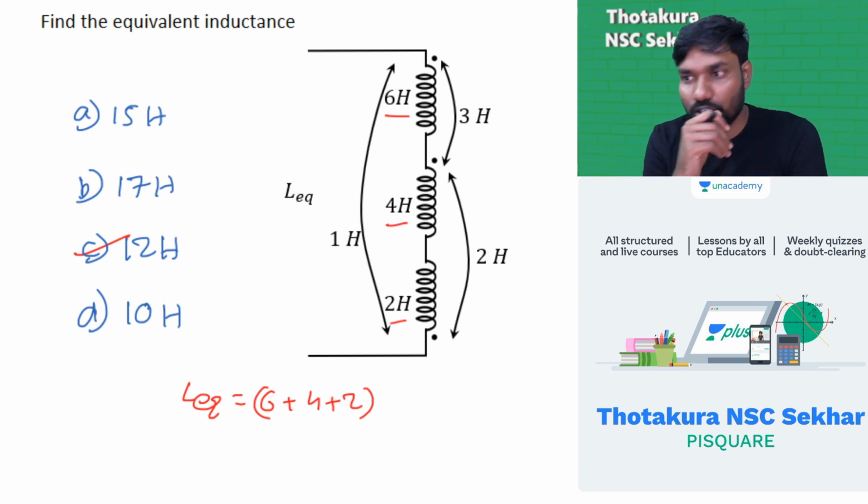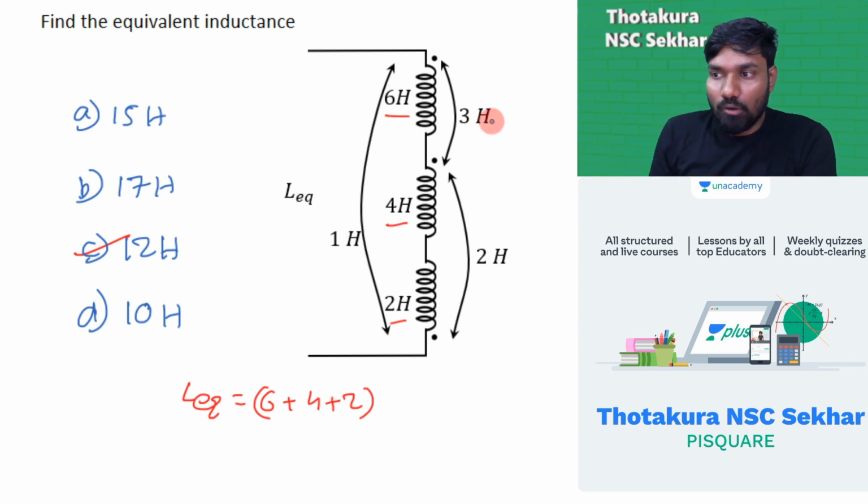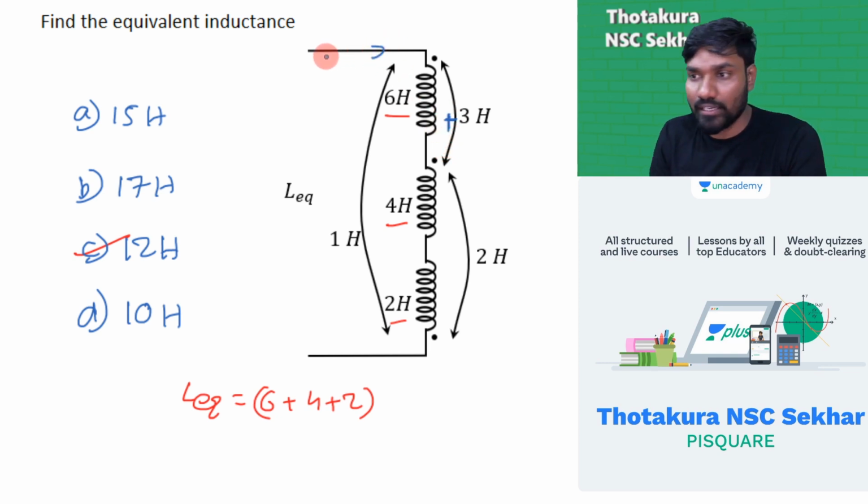The second thing you should do: this is a mutual inductance between these two. Tell me, is this mutual a positive coupling or a negative coupling? Identify the coupling. This is a positive coupling, put plus here. Why positive coupling? Because if I apply current here, the current is entering at the dot, and here also the current is entering at the dot. So positive coupling. What about this? Here current is entering at the dot, and here current is leaving at the dot. Negative coupling.